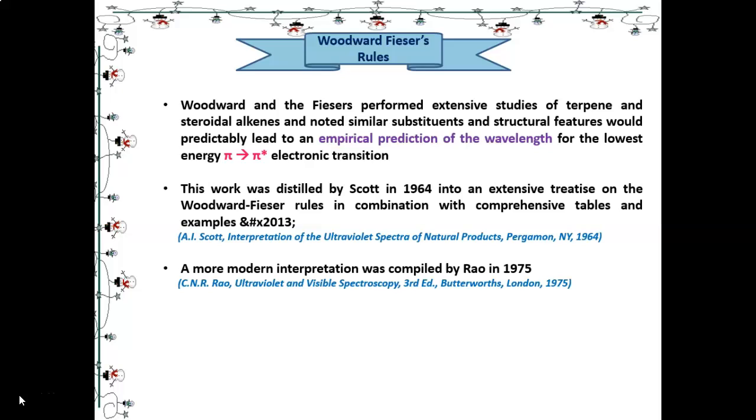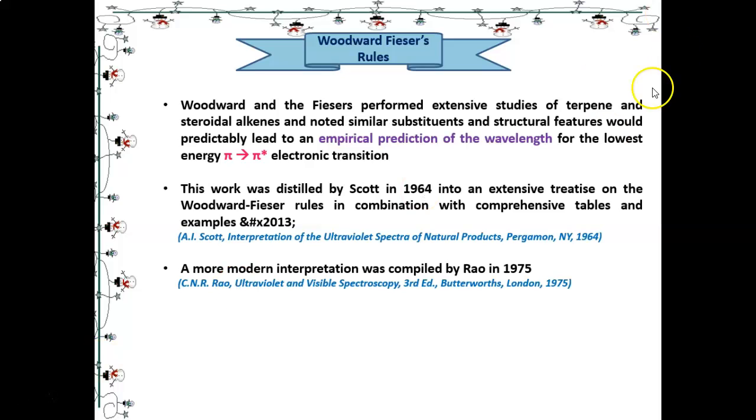This work was distilled by Scott in 1964 into an extensive treatise on the Woodward-Fieser rule in combination with comprehensive tables and examples. And a more modern interpretation was compiled by Rao in 1975. So this is some history about the Woodward-Fieser rules.